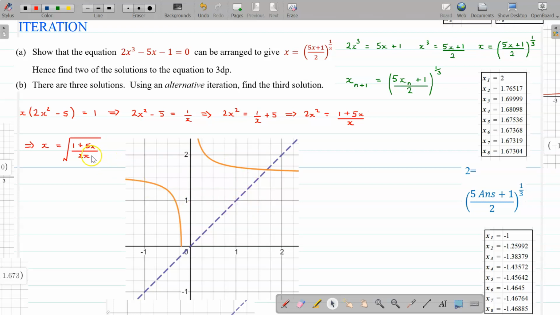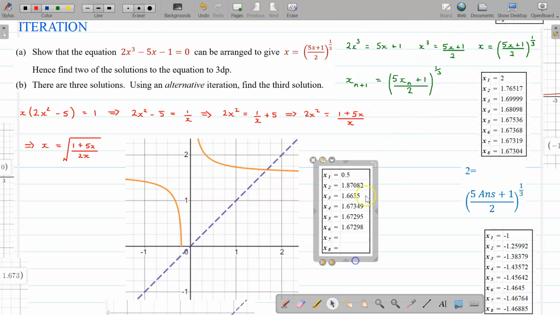And if you do try the iteration, because remember we're trying to find this missing root, which is here somewhere, close to 0, you start with 0.5, I tried that, hoping to home in on this one, but in fact it goes back to the one we had originally up here, 1.673 to 3 dp. So it doesn't actually work or achieve anything. And that often happens with these iterations.